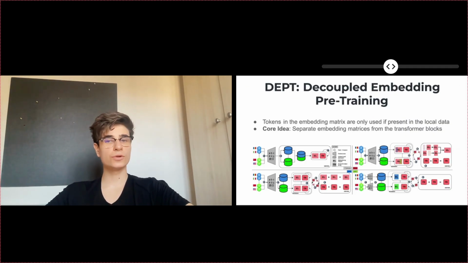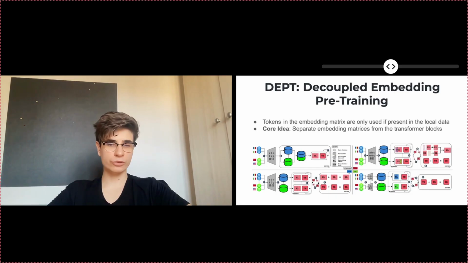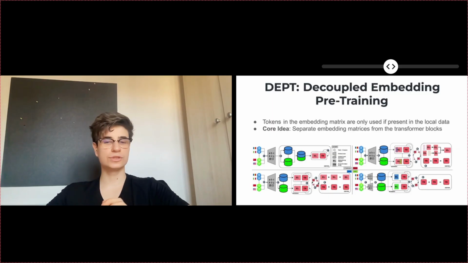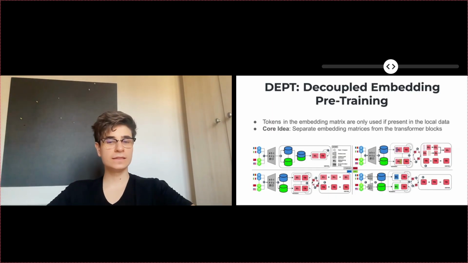Our solution to this is called DEPT, Decoupled Embeddings for Pre-training. And the core idea is to separate the embedding matrix from the transformer blocks. In this diagram, we have all of the methods we consider in the paper. On the top left, we have just standard DDP, which is sampling at random from all of your data sources at once and having one unified embedding matrix in memory. And then below that, we have GLOB, which is our starting point.